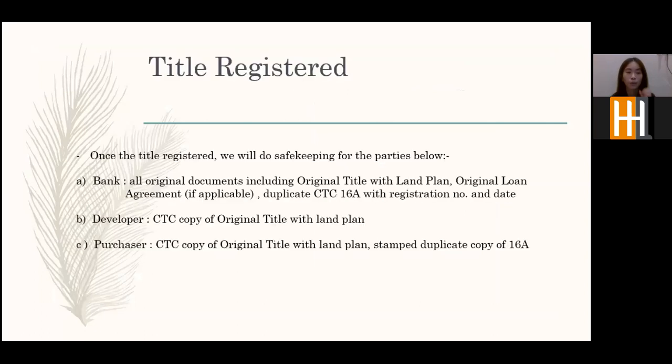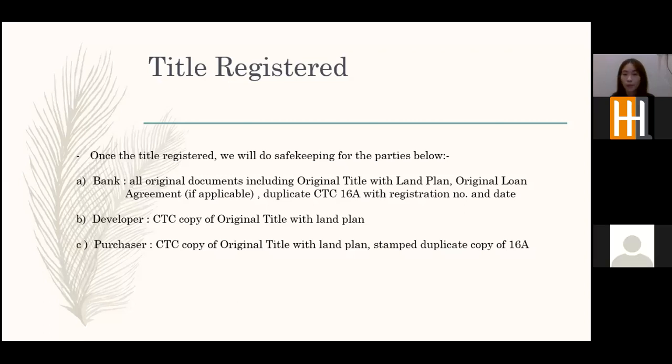So what we will do when the title is registered. When the title is registered, we will do safekeeping for the parties below: the bank, the developer and the purchasers. To the bank, we have to forward all the original documents that we undertook to forward previously in our advice. It will include the original title with land plan, the original loan agreement if applicable, and the duplicate CTC 16A with registration number and date, which is the one I showed you just now.